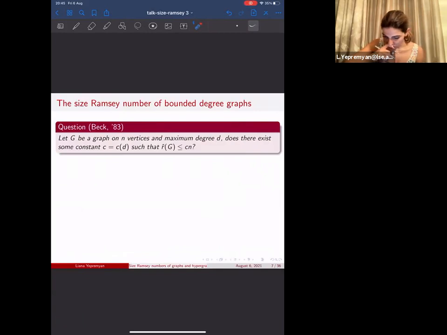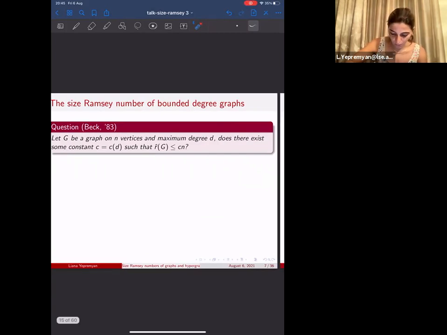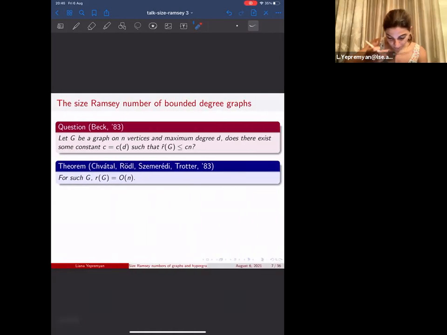And a question also raised by Beck says, okay, what if now I have any graph G and it has n vertices and maximum degree is bounded? Is it true that I can then imply that the size Ramsey number is linear? So basically, his question was whether the maximum degree is the only thing we need to require to have a linear size Ramsey number.